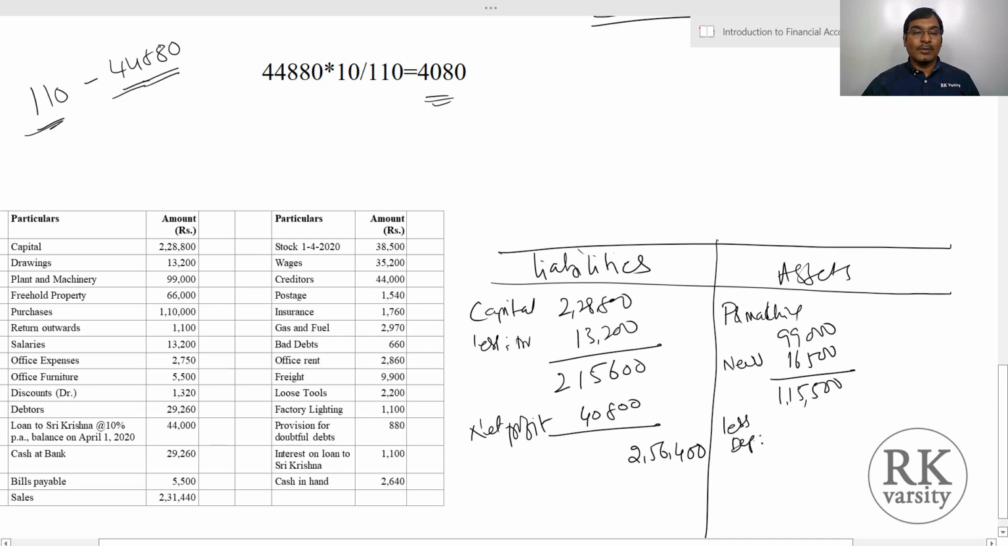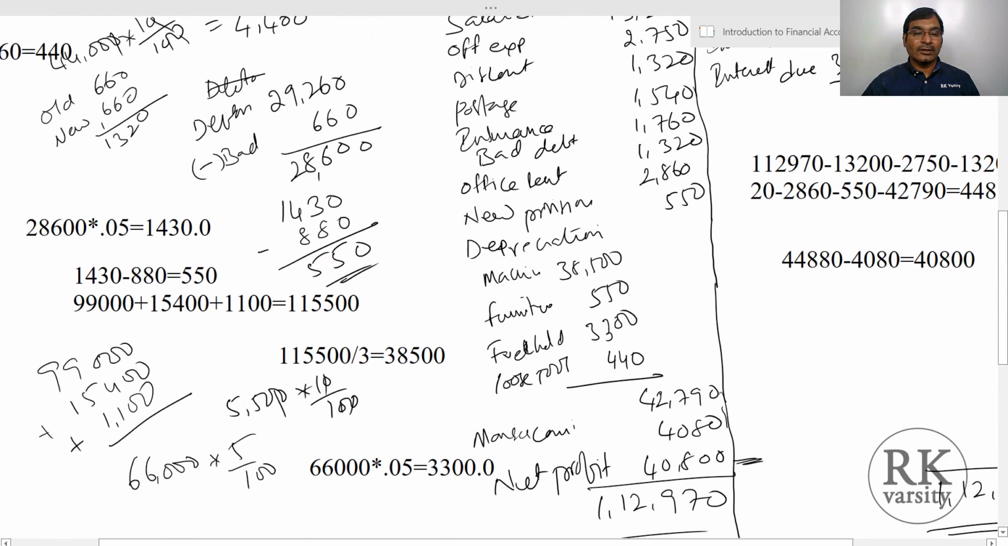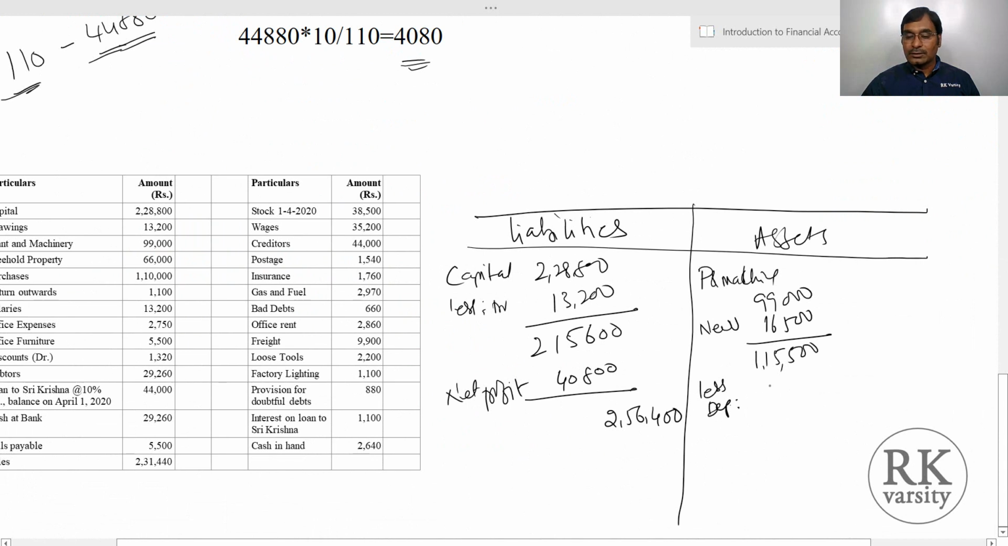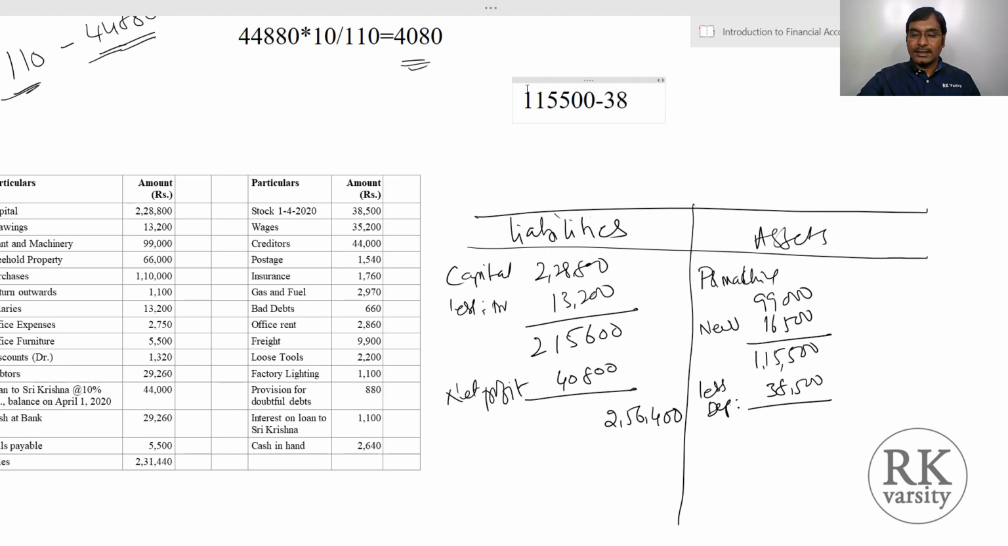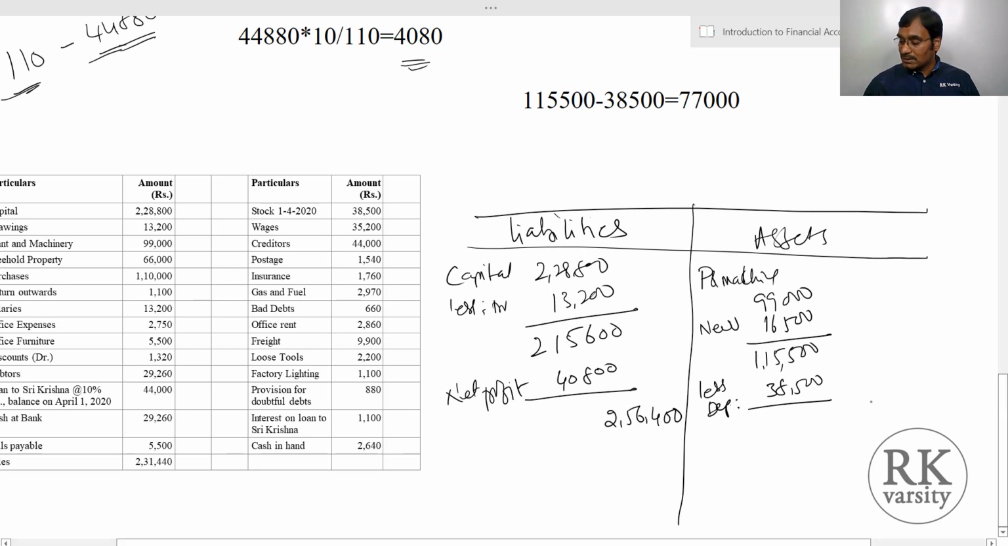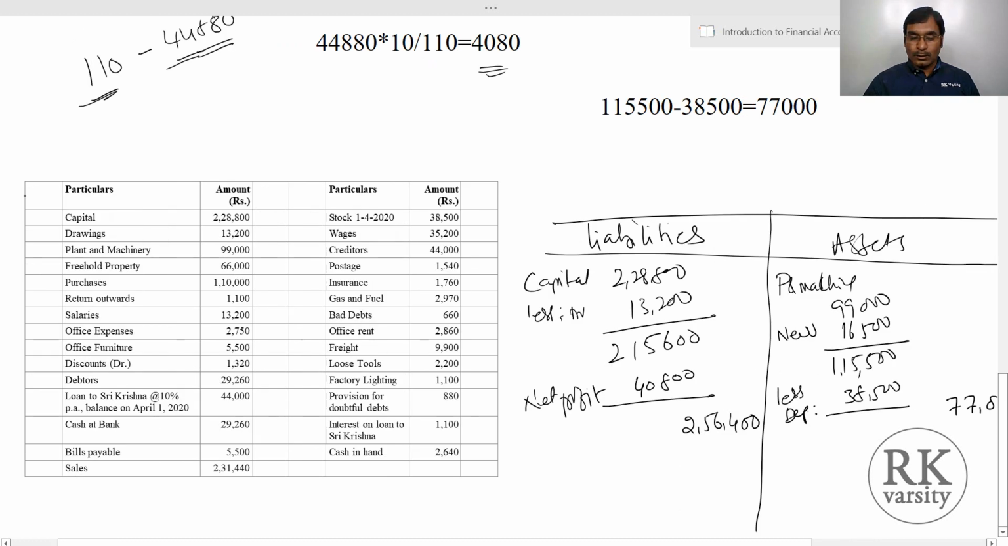How much depreciation did we calculate on this? Here we have 38,500, the depreciation on machinery is 38,500. Then this is going to be 1,15,500 minus 38,500. So 77,000 is the value of machinery at the end of the year. Now we entered the capital, drawings, plant and machinery.